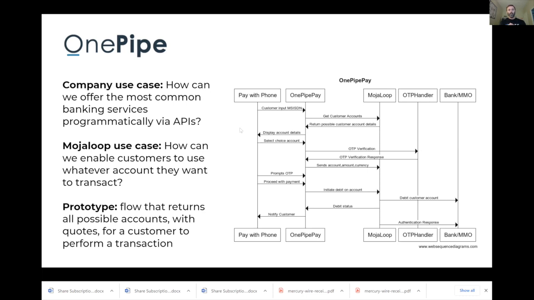OnePipe is a Nigerian fintech. They are essentially an API marketplace, is one way to think about them. They are integrating all the banks on one side of the marketplace and the APIs that the banks are offering, and then trying to create a single, easy to use, well-maintained, smooth API for developers, fintechs, and others on the other side of the marketplace.